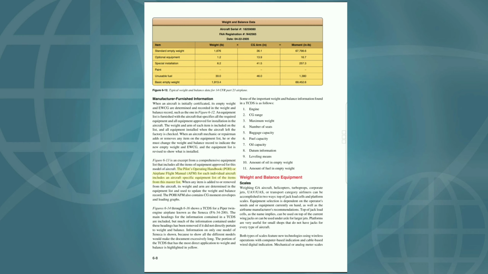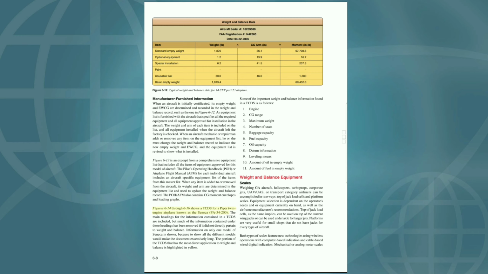The Pilot's Operating Handbook, POH, or Airplane Flight Manual, AFM, for each individual aircraft includes an aircraft-specific equipment list of the items from this master list. When any item is added to, or removed from the aircraft, its weight and arm are determined in the equipment list, and used to update the weight and balance record. The POH/AFM also contains CG moment envelopes and loading graphs.